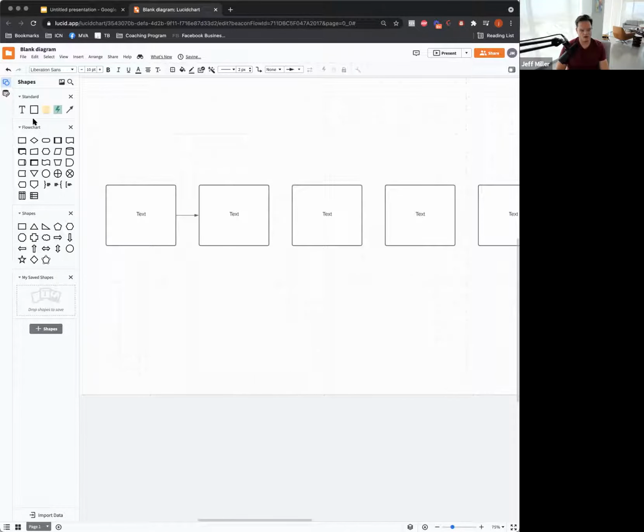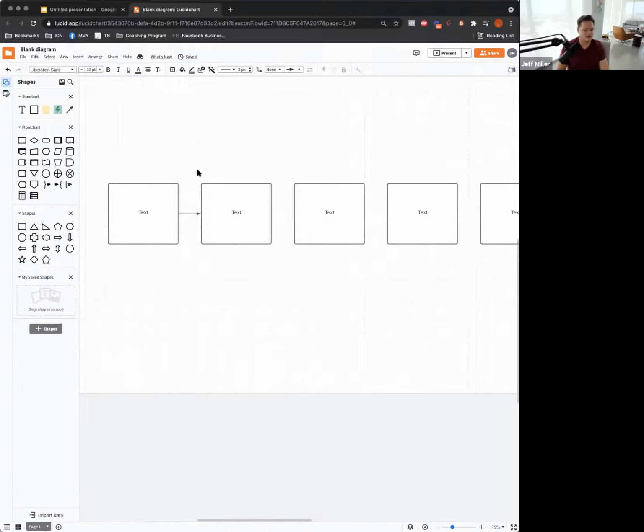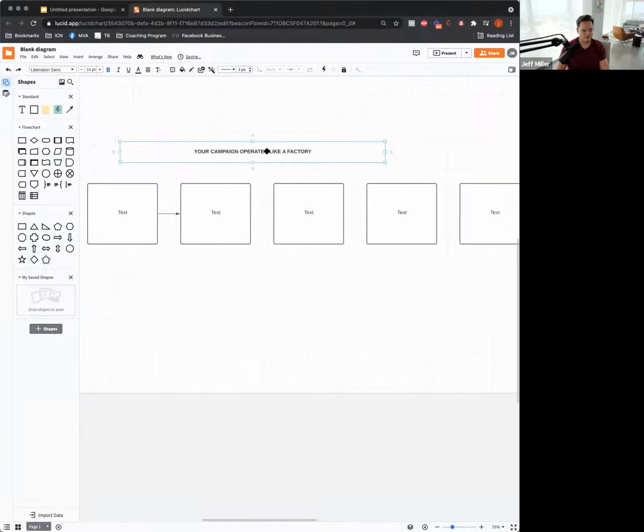There are bullet points, squares, positions, whatever we're calling this. There's certain inputs. And for the most part, your campaign operates like a factory. Just like this. Your campaign operates like a factory. The more you get your campaign to operate like a factory, the better you'll feel, and so will your client.